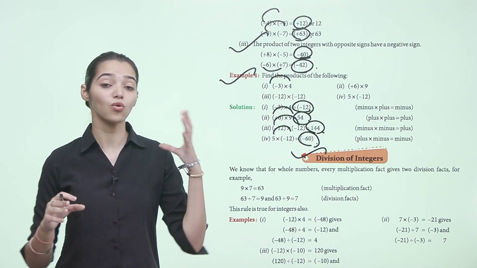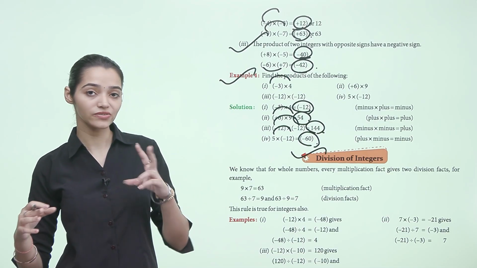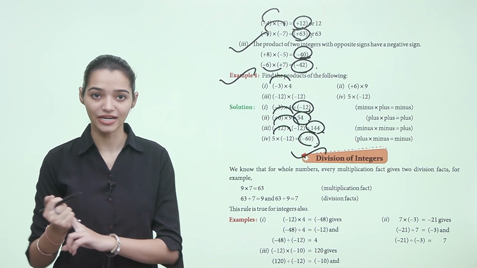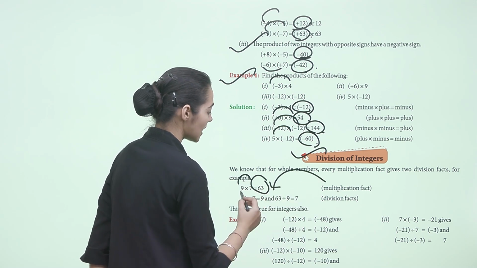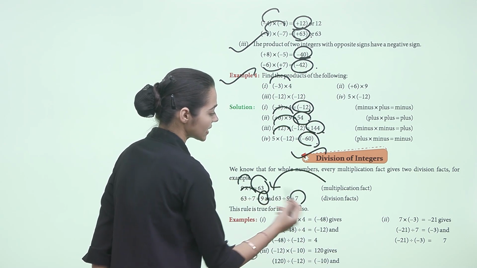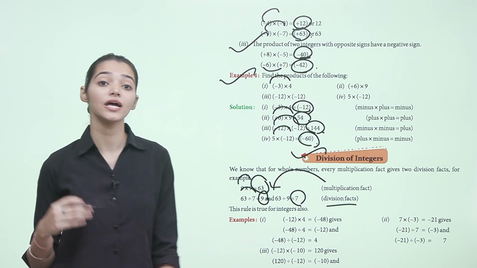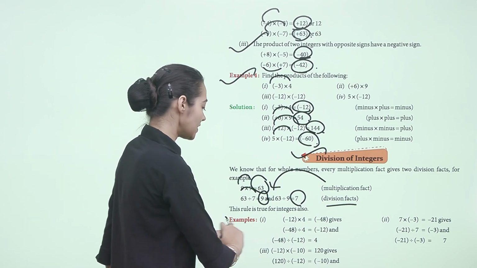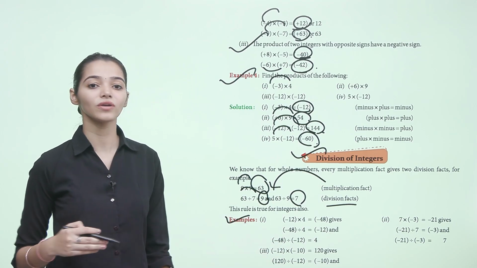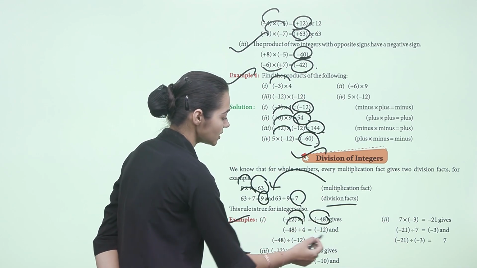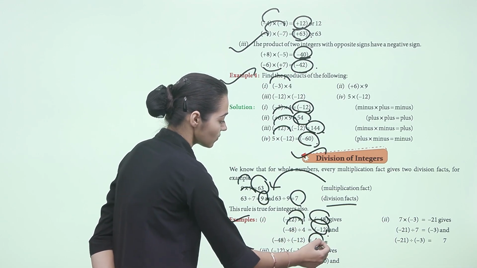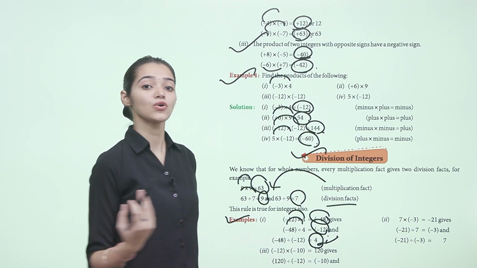Now we know that for whole numbers, every multiplication fact gives us two division facts. That is, 7 nines are 63. This is our multiplication fact, and when we divide it, we get 9 and 7. These are our division facts. Now let's look at example number 1. What we have said here is that minus 12 into 4 is minus 48. Minus 48 divided by 4 is minus 12. So when we divide it, it gives us 4.